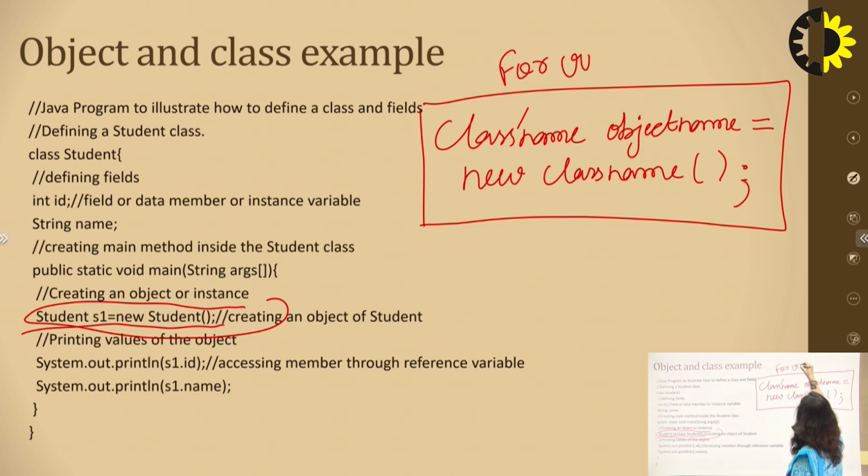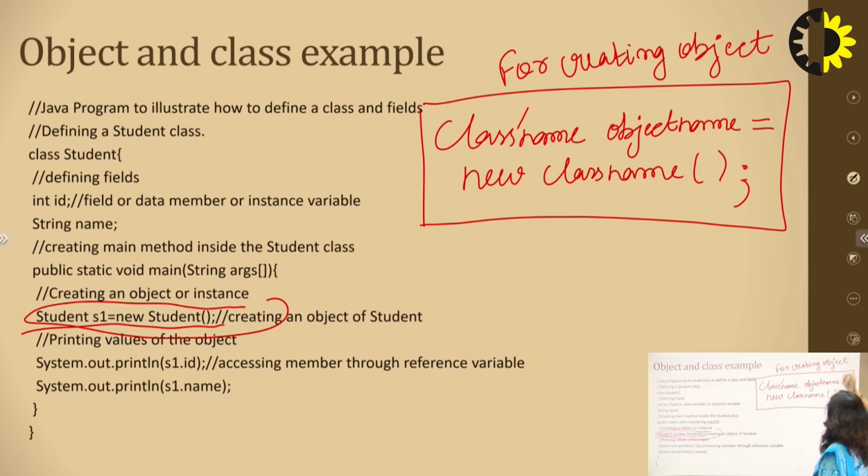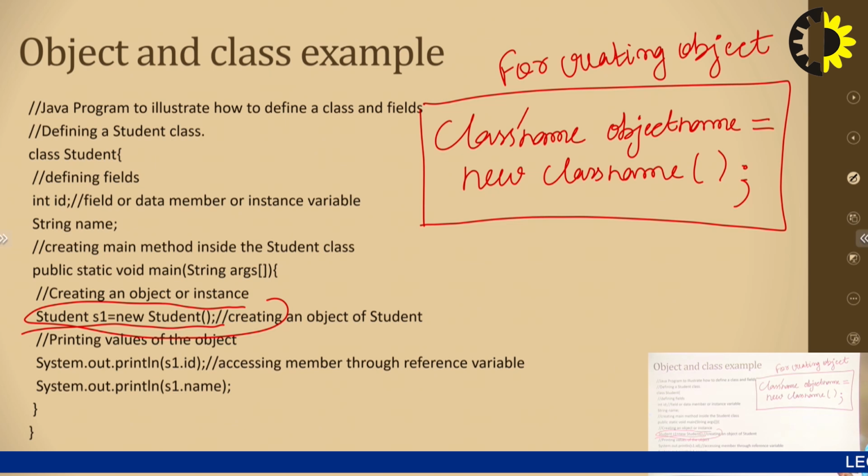For creating an object in the Java programming language, first of all, we will write the name of the class for which we have to create an object to access that particular class. Then we will write an object name.